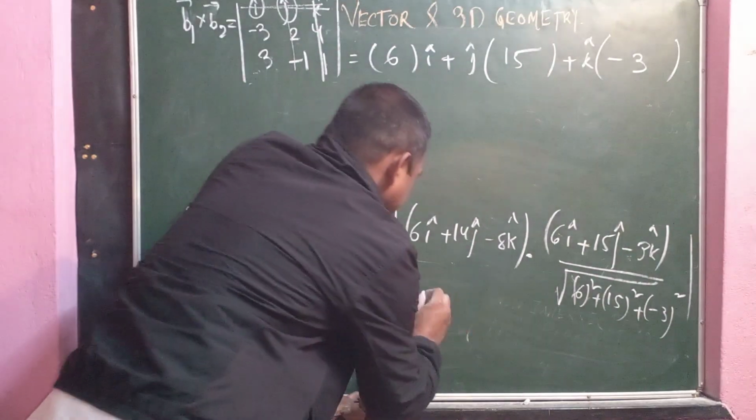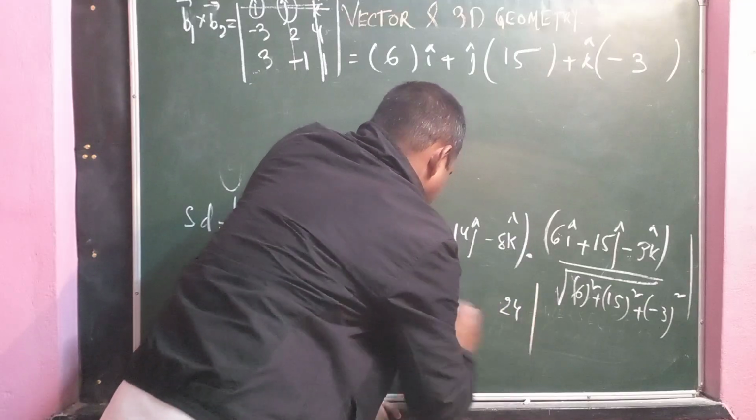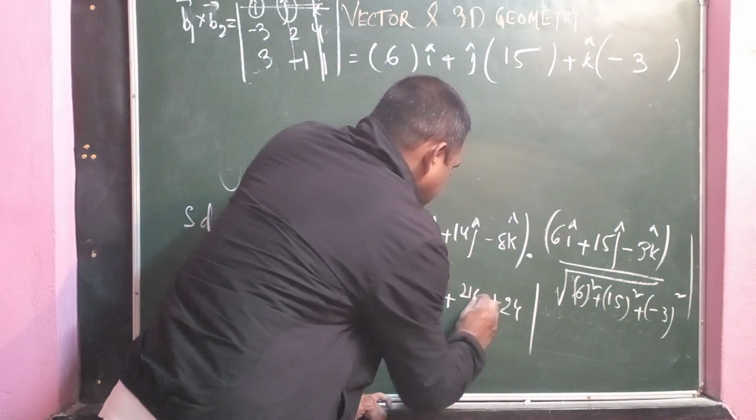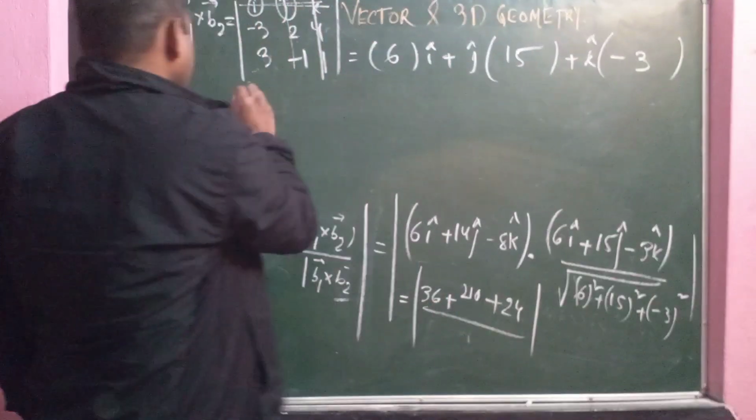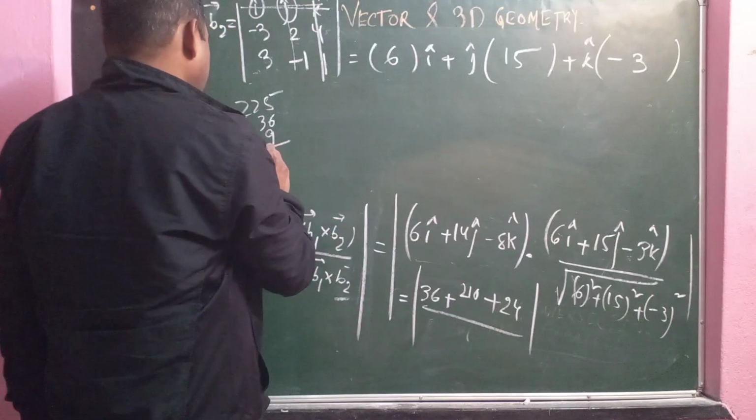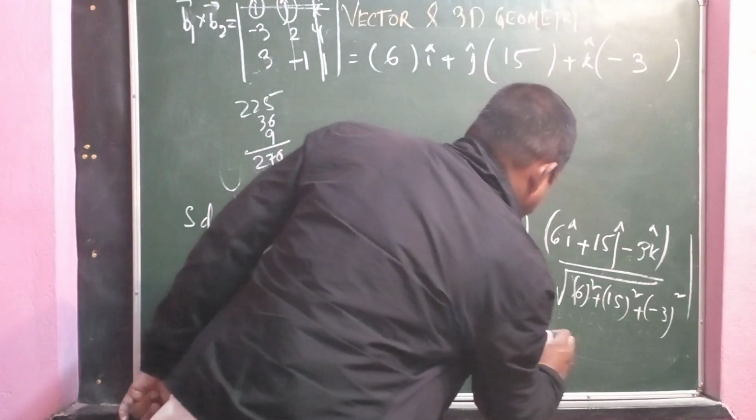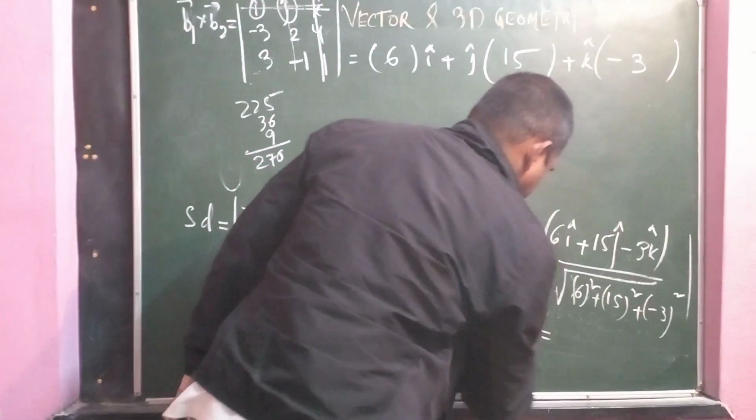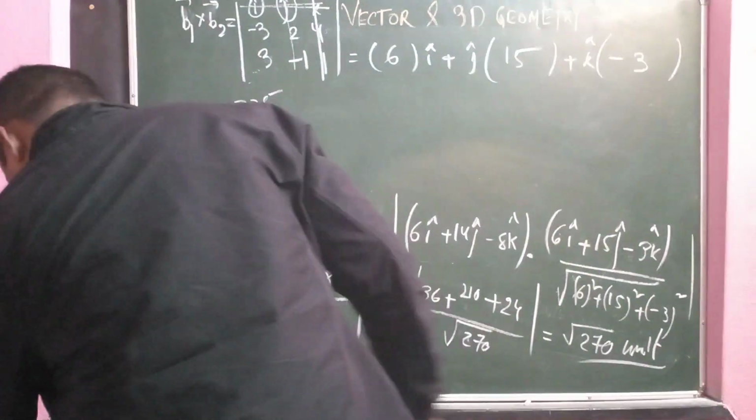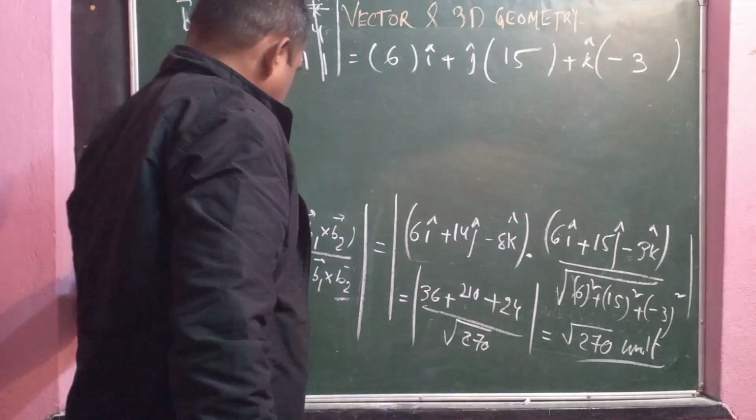So 36 plus 225 plus 9. 15 square is 225. 36 and 9 is 45, so 270. Root over 270. The numerator also comes to 270, so that is 270 by root 270, which is root 270 units. This is the length of that part. Got it?